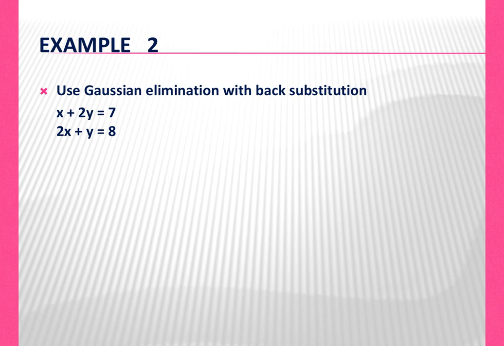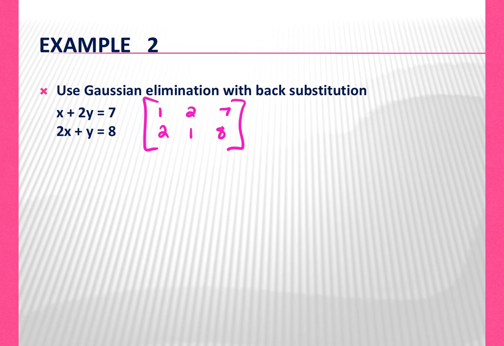All right, ready? We're going to write it in matrix form. What's my first row? 1, 2, 7. Second row: 2, 1, 8. Do I have a diagonal of 1s? Yes. Do I have zeros below it? No. Okay. So here's what I have to do.